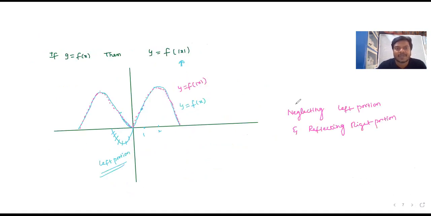Next, mod x. Whether x is positive or negative, it gives the same result as you get for all x more than 0, right? Therefore, for all x more than 0, you get the graph like this. So for all negative values of x also, we get the same graph. We have to neglect this part. So the left portion we neglect, and we copy and paste the right portion of the graph.